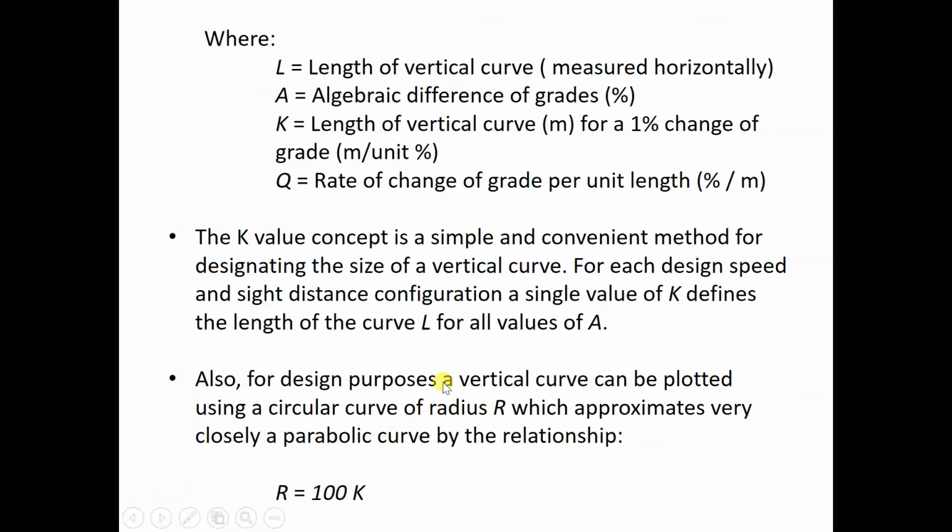Also, for designing purposes, a vertical curve can be plotted using a circular curve of radius r, which approximates very closely a parabolic curve. So when you draw the vertical curve, we can still approximate it by the circle. In this case, r is equal to 100K. If you know the K, you just multiply by 100. That gives you the radius of that vertical curve. So you still use the circular curve to approximate the parabolic curve.